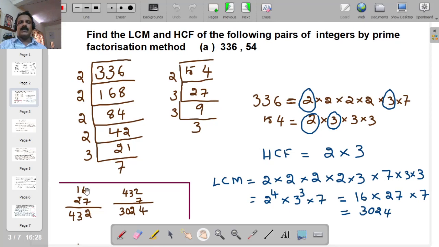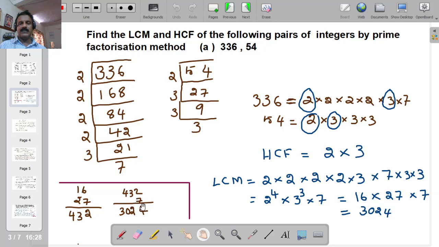Use the Vedic mathematics method to multiply. 6 times 7 is 42, carrying 4. 1 times 7 is 7. 6 times 2 is 12. 12 plus 7 is 19. 19 plus 4 is equal to 23, carrying 2. 1 times 2 is 2, 2 plus 2 is 4. So we have got 432.